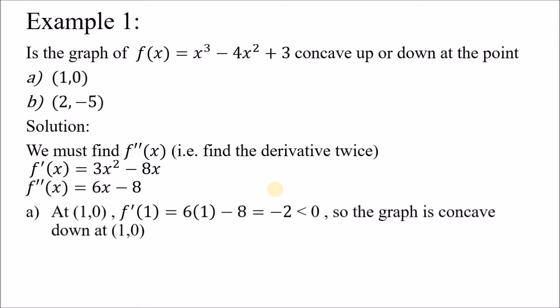We're going to test the second derivative at the points given in the question. So the first point is (1, 0). We're going to plug 1 into the second derivative. Let me fix that. This is basically the second derivative, not the first derivative. If you plug it in, you're going to get 6 times 1 minus 8, which is negative 2. Negative 2 is less than 0, so the graph is concave down.